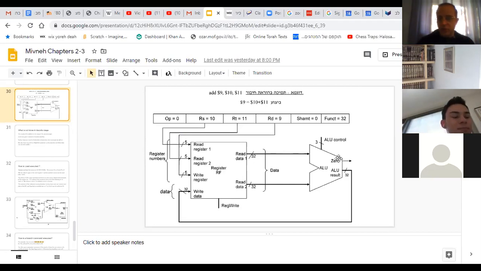And then, of course, the read will go through here, and the other read here will go through here. I'll add them together, and the result will come out over here and be written here. That's my recap. Is that good, Yitz?